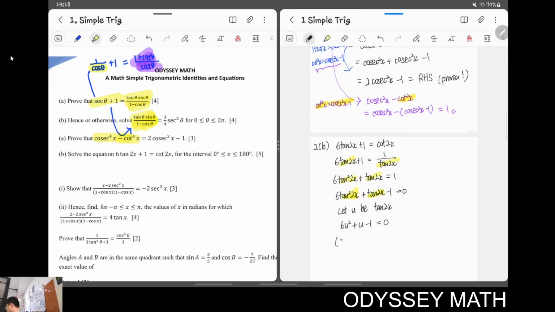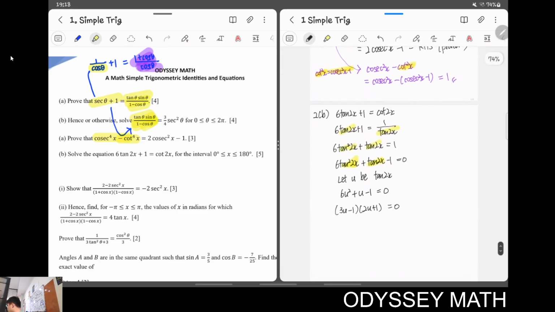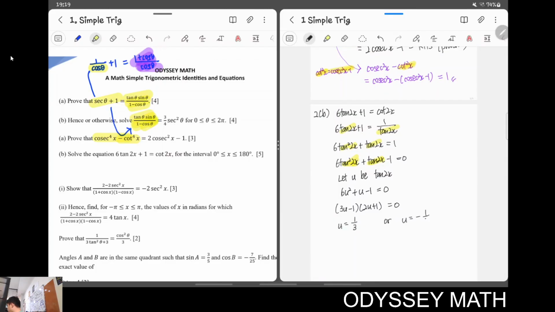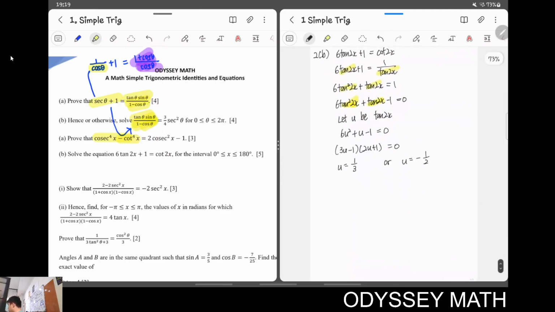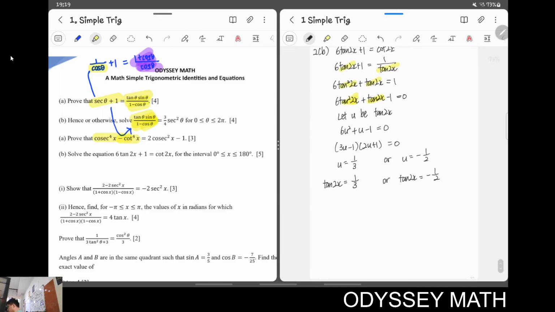So factorizing this, we have 3u minus 1, 2u plus 1 equals to 0. So we solve u equals to 1 over 3 or u equals to minus half. So remember, don't stop here. We are not solving for u, we are solving for x. So replace u back with tangent 2x. So tangent 2x equals to 1 over 3 or tangent 2x equals to minus 1 over 2.